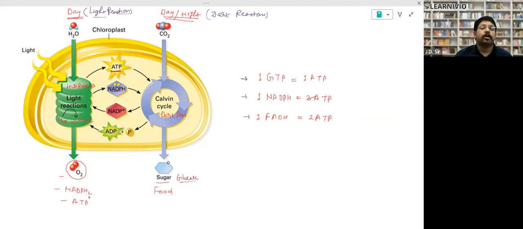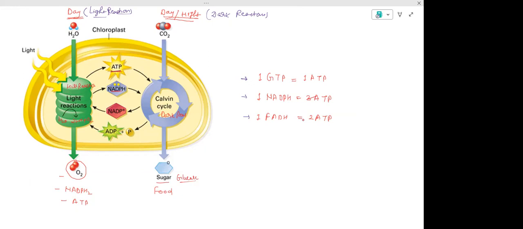ATP. One very important thing which you have to note down anywhere in this chapter: one GTP is equal to one ATP, both are equivalent sources of energy, but one NADPH is equal to 3 ATP. One FADH2 is equal to 2 ATP. This energy equation you need to know. Tell me, is it clear or not?